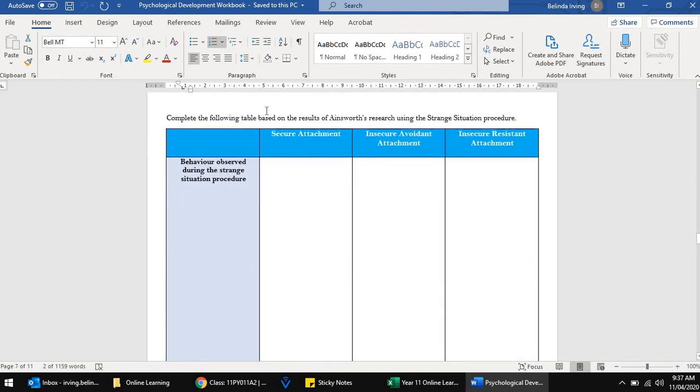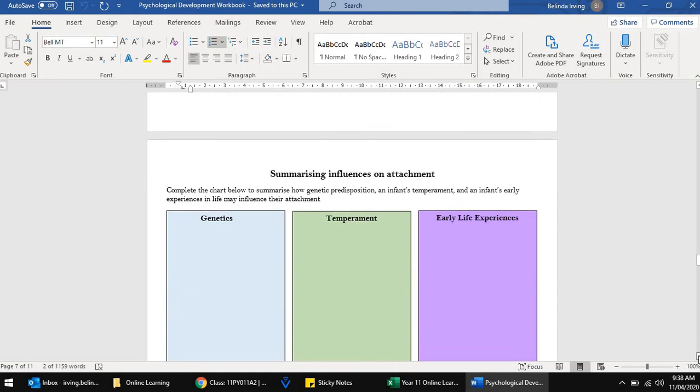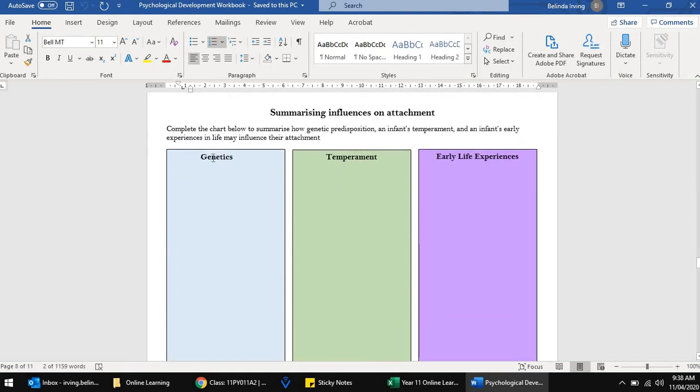All right, the next one. Complete the following table based on results of Ainsworth research using the strange situation procedure. So, behavior observed during the strange situation procedure. What behaviors were shown if they had a secure attachment? What behaviours were shown if they had an insecure avoidant attachment, and what behaviours were shown during insecure resistant? And then the percentage. I do believe it is in the PowerPoint about attachment, so you may want to have a look at that as well. Influences on attachment. So how does genetics, temperament, and early life experiences actually affect attachment?